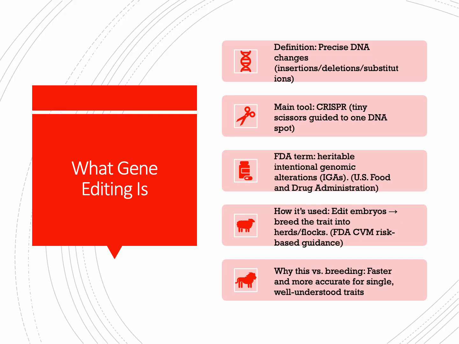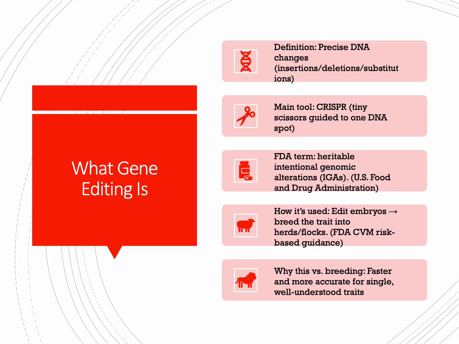Now that you've gotten a little glimpse into the biology behind it, I'm going to explain what gene editing is within itself. So the definition of gene editing is precise DNA changes. This can be insertions, which is additions, deletions, or substitutions where you switch out a gene. The main tool used in this procedure is CRISPR. They're tiny scissors that are guided to one DNA spot.